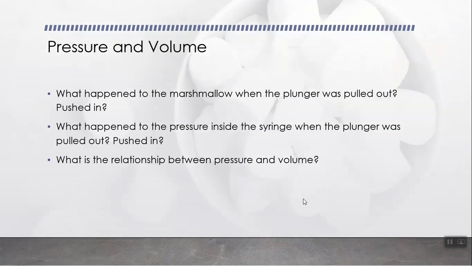Now the first relationship we're going to look at is between pressure and volume. And I'm going to show you a YouTube video by Flynn. And I want you to think about these 3 questions as you watch it. What happened to the marshmallow when the plunger was pulled out? What happened when the plunger was pushed in? What happened to the pressure inside when the plunger was pulled out? And what happened to the pressure inside the syringe when the plunger was pushed in? And then do you think you can figure out the relationship between pressure and volume before I even tell you the answer? Okay?